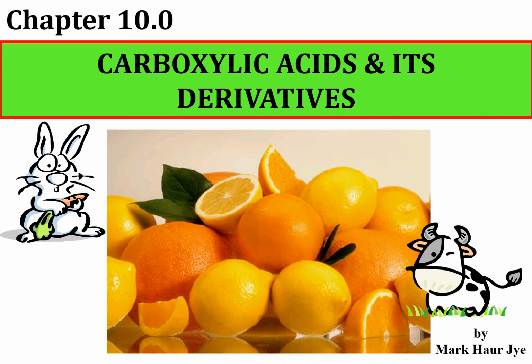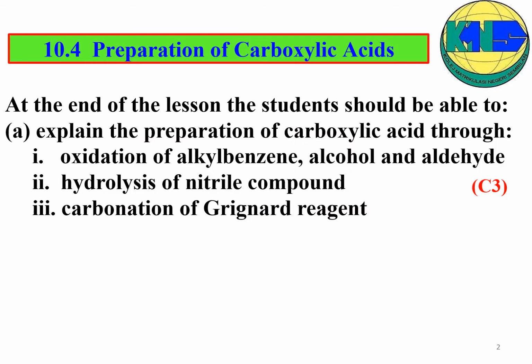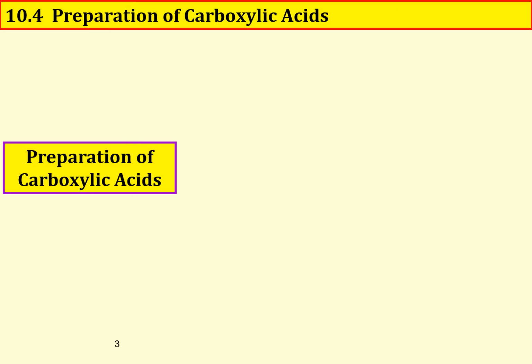Chapter 10, Carboxylic acid and its derivative. 10.4 Preparation of carboxylic acid. At the end of the lesson, the students should be able to explain the preparation of carboxylic acid through oxidation of alkylbenzene, alcohol and aldehydes, hydrolysis of nitrile compounds, and carbonation of Grignard reagents.